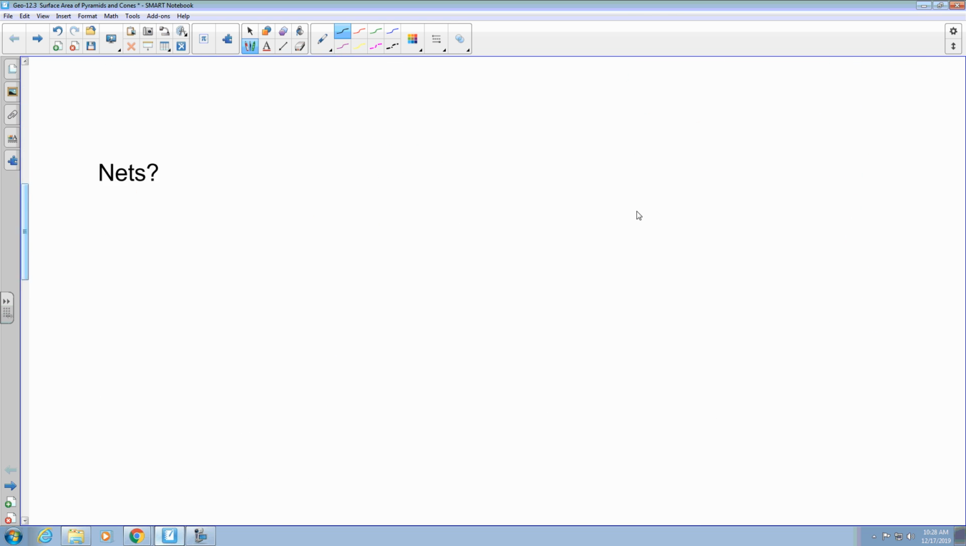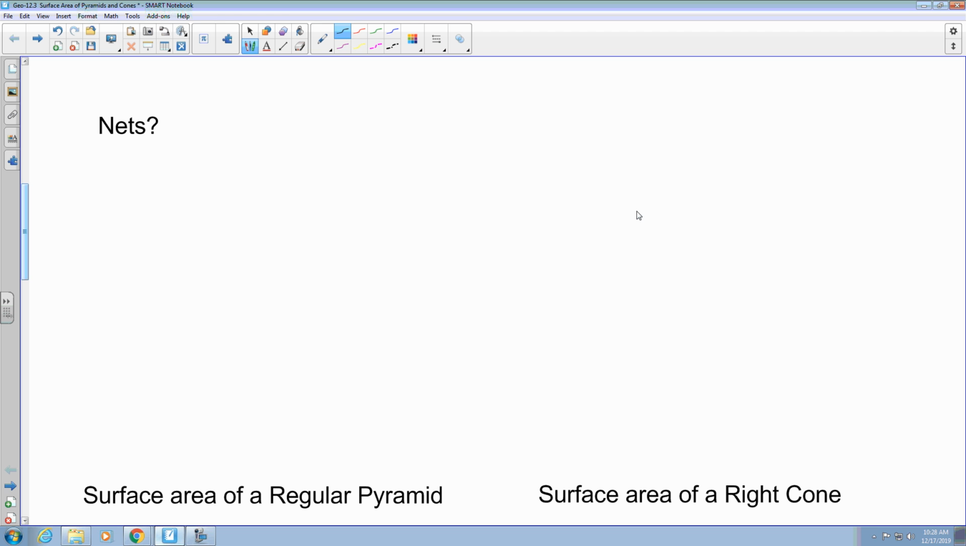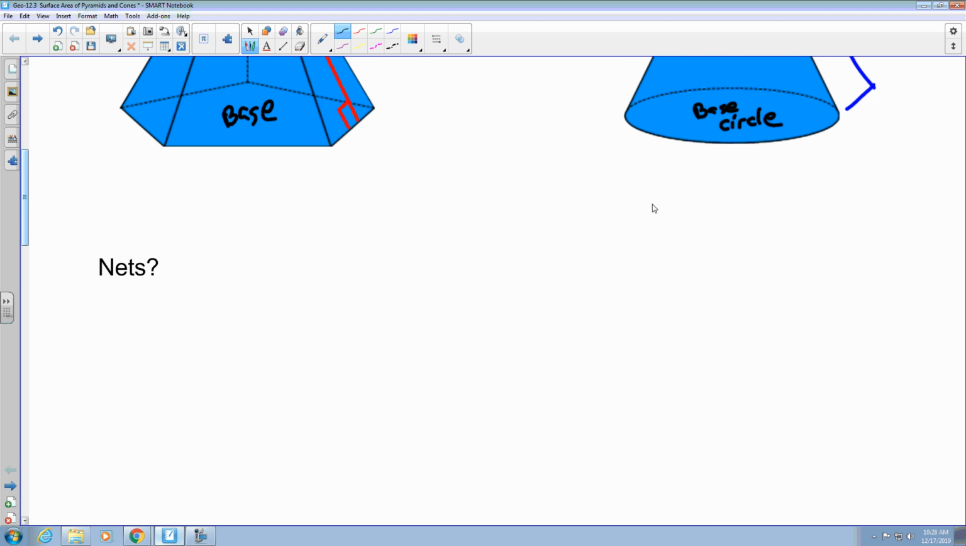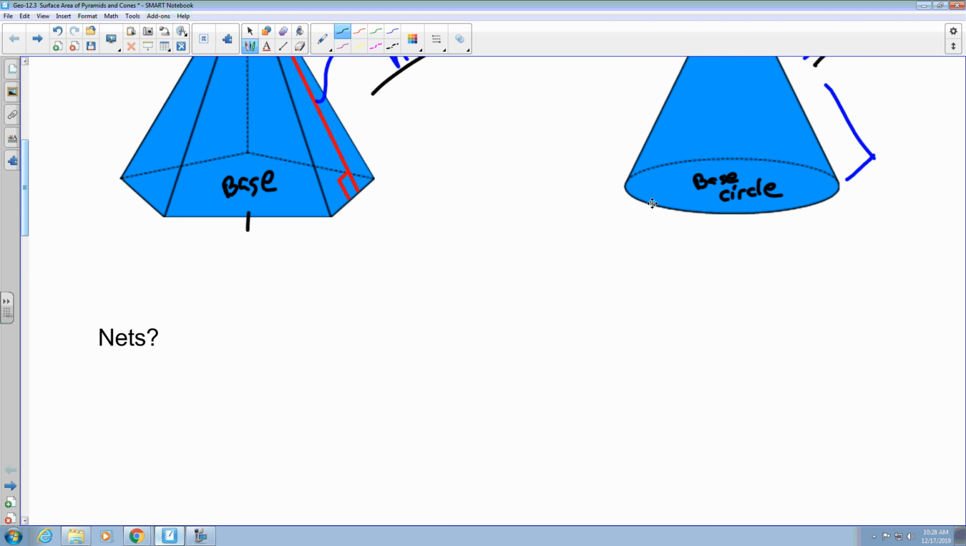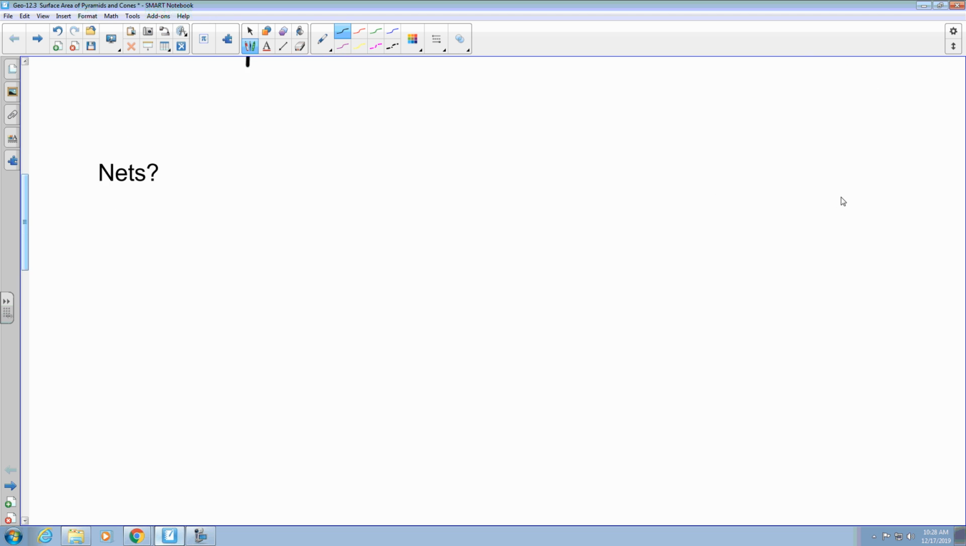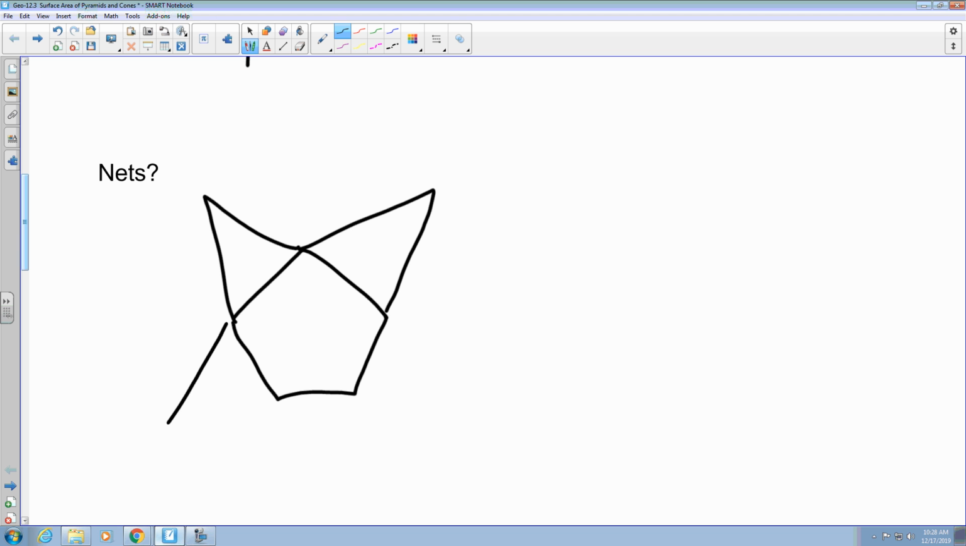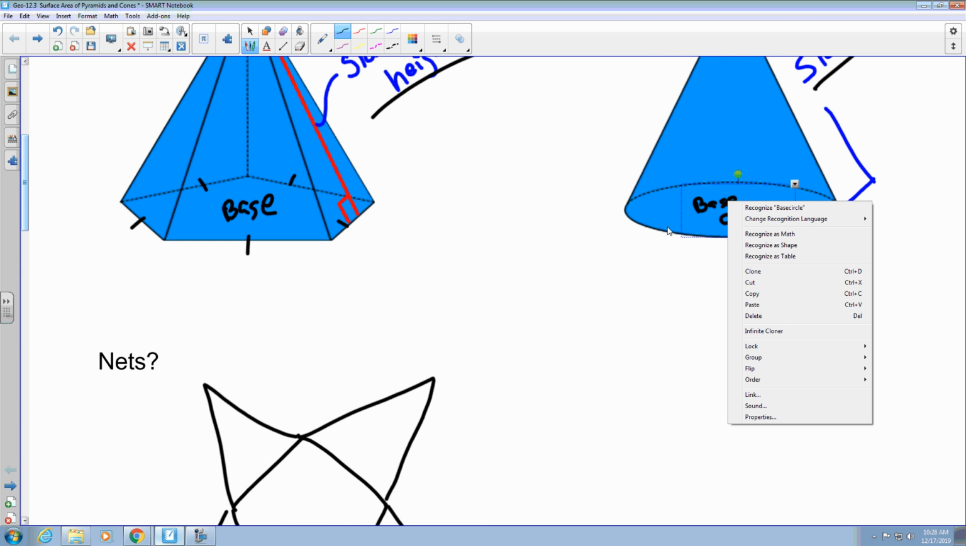First things first, they wanted us to draw a net of these particular objects. So this was a 1, 2, 3, 4, 5 sided figure. If I draw that out, I get 1, 2, 3, 4, 5. And then you're just going to draw triangles from there. All right, and so that would be your net for that particular example.